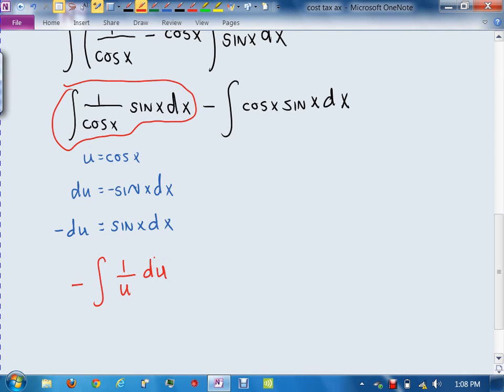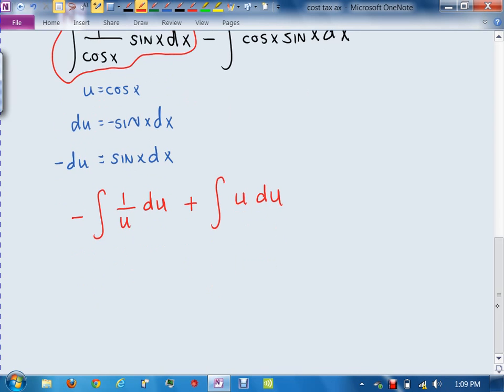And then on this one over here, it's going to become what? Plus integral u du. Do you see it? And then those two you can integrate pretty quickly. Antiderivative of 1 over u is natural log u, plus antiderivative of u is 1/2 u squared, plus your constant, and then plug u back in.